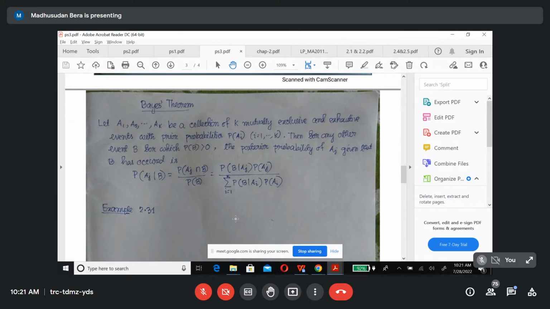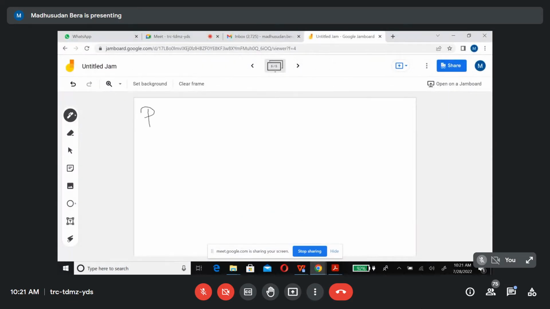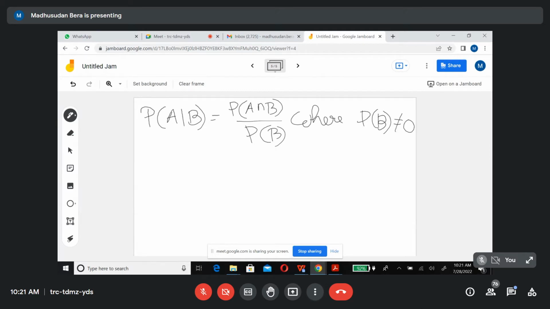Conditional probability: see what the difference is. P of A given B is P of A intersection B divided by P of B, where P of B is not equal to 0. So for any event B for which P of B is non-zero, we can define conditional probability. But for Bayes theorem, A1, A2, ..., AK must be a mutually exclusive and exhaustive set, and only if that type of data is supplied can we apply Bayes theorem.